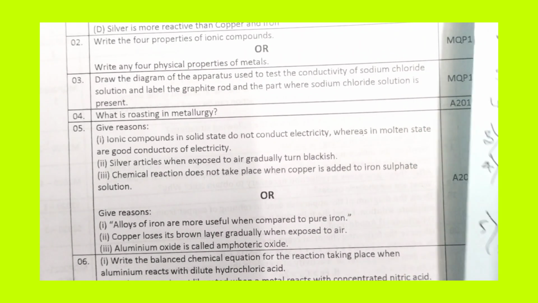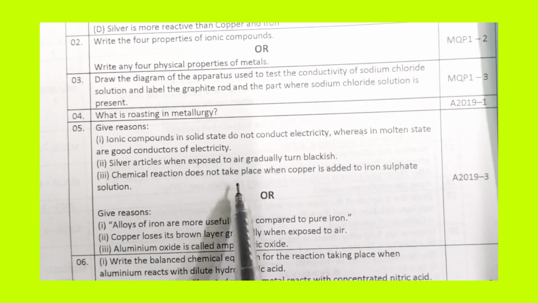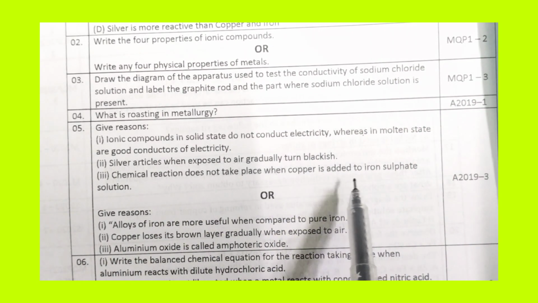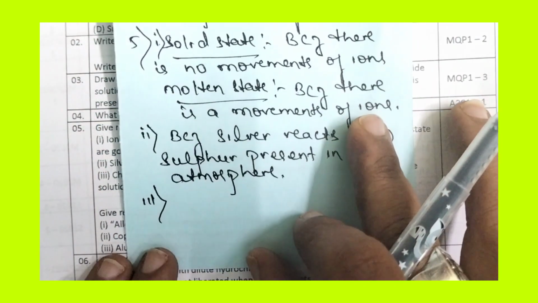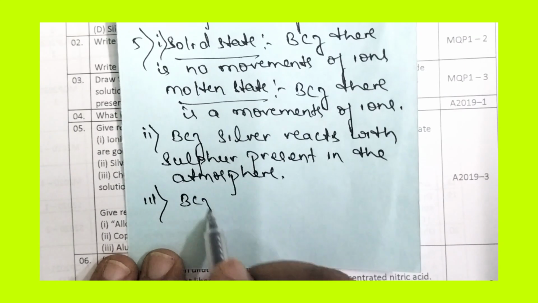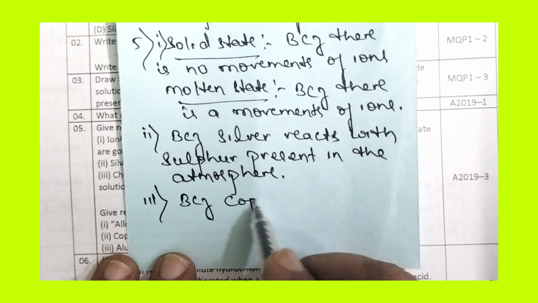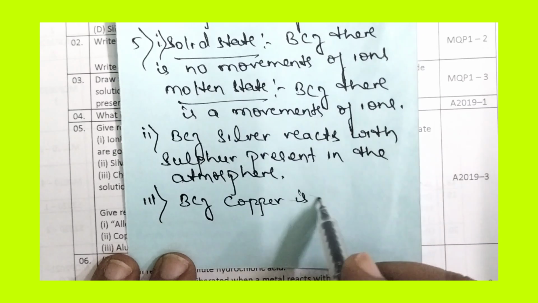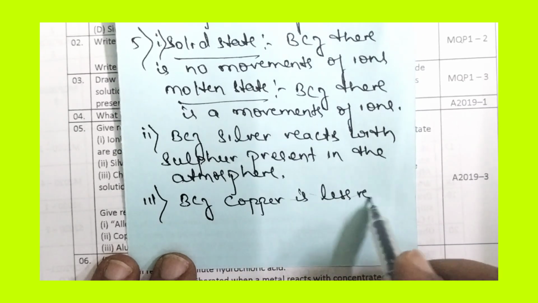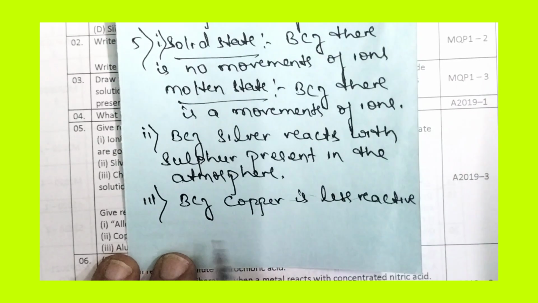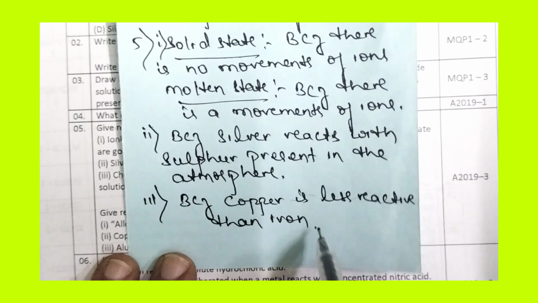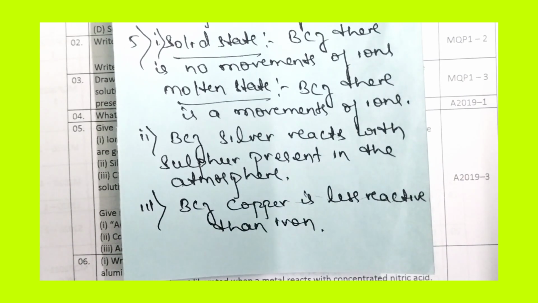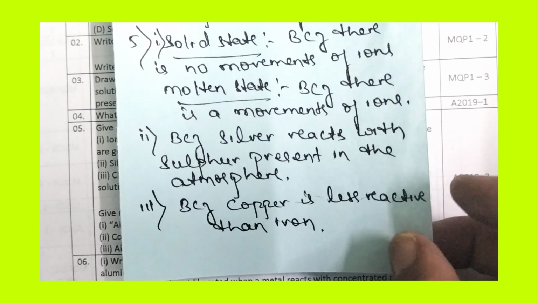Now the third give reason is: chemical reaction does not take place when copper is added to iron sulfate solution. So the reason for this one is because copper is less reactive than iron. Therefore copper cannot displace iron and hence no reaction will take place. So this is for the first set of give reason.